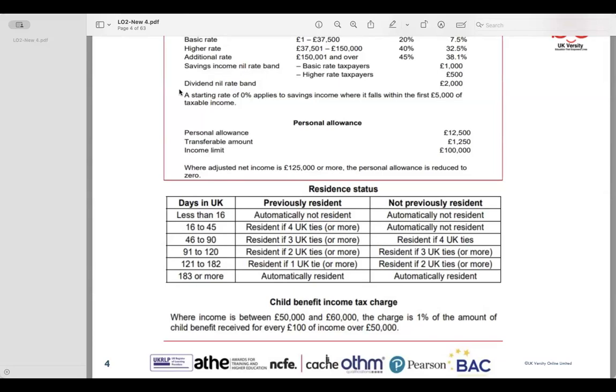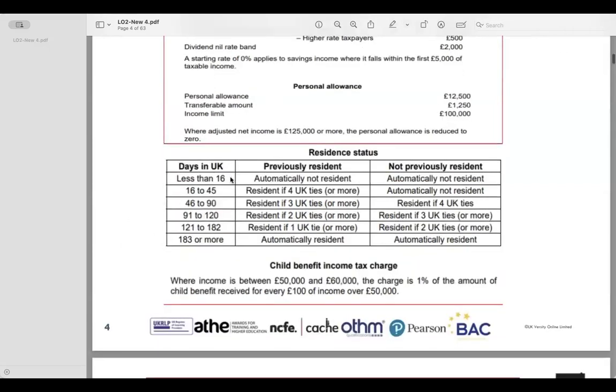So we were just talking about residence status. Residence status is very important in determining tax obligations. Individuals who have been previously resident in the UK may be automatically considered not resident if they have no ties in the UK. Conversely, they may be considered resident based on the number of ties they have to the UK. Here you can see less than 16 days, 16 to 45 days, 46 to 90 days, and over, up to 120, up to 180. If anyone stays 183 days or more, they are automatically resident.